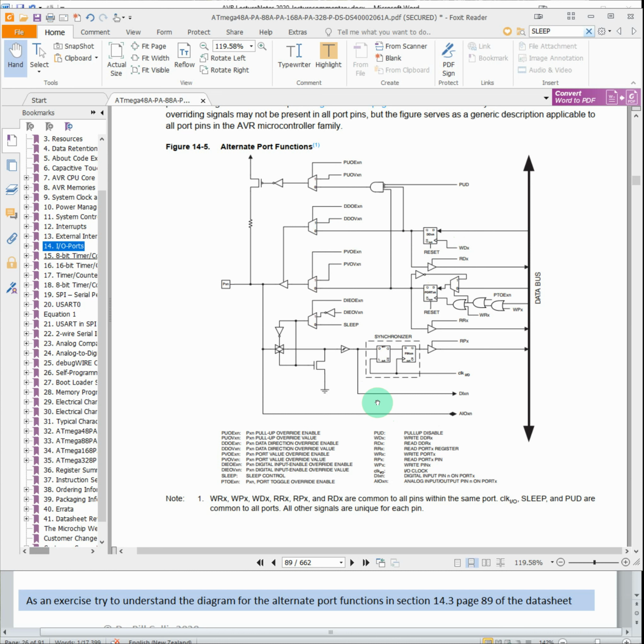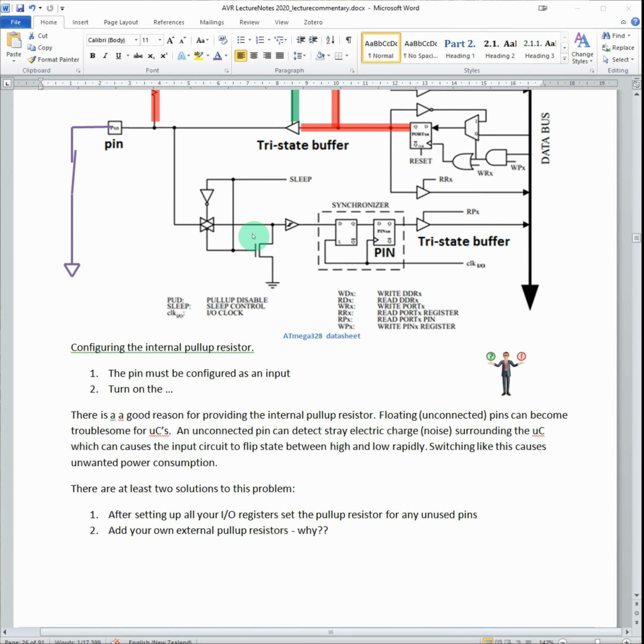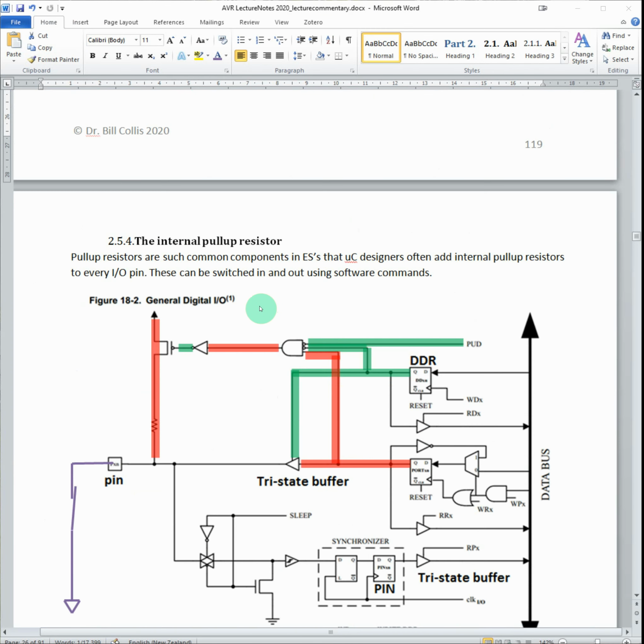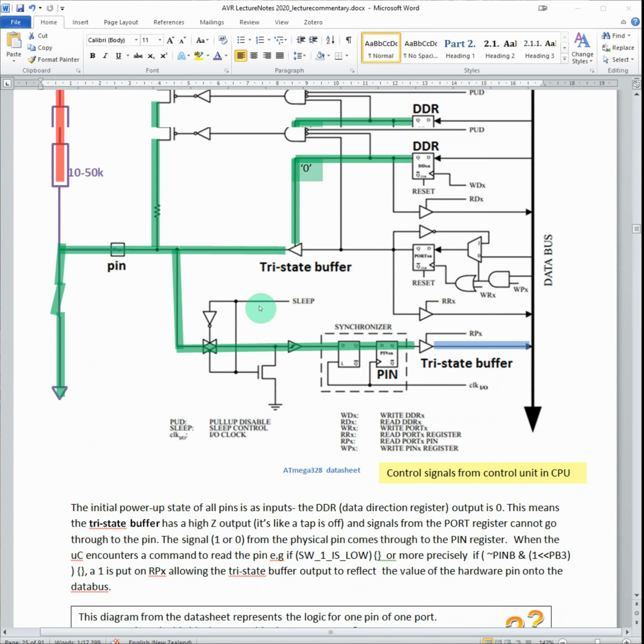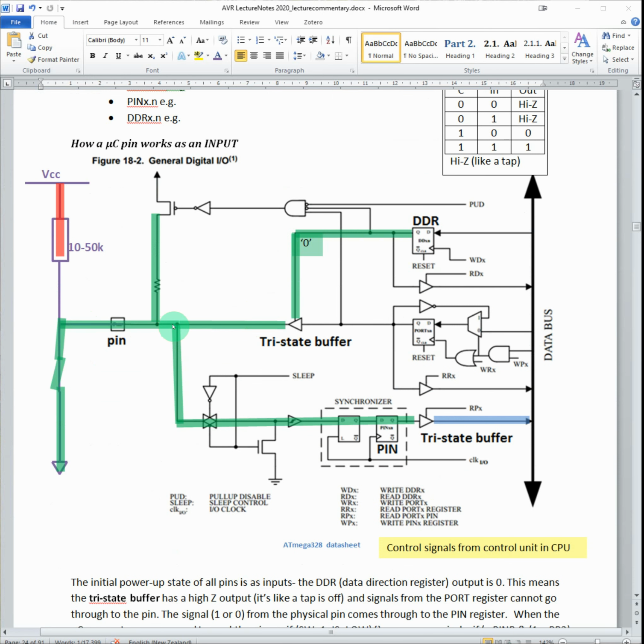Also, a really interesting aspect of this is the sleep. When this is configured as an input, and I'll go back to the input one, at the moment the potential here, whether it's high or low, goes all the way through to this synchronizer, which is really just 2 latches. Now, if we want to put our microcontroller into sleep mode, reducing the amount of power it's using, we want to turn off all circuits which are being clocked. The reason is that when a circuit clocks, it uses more power than it does in its stable state.